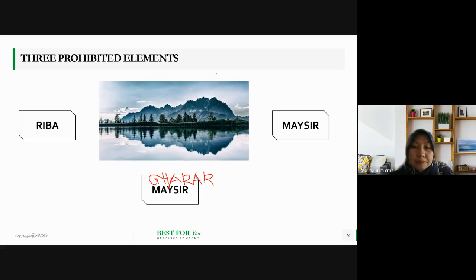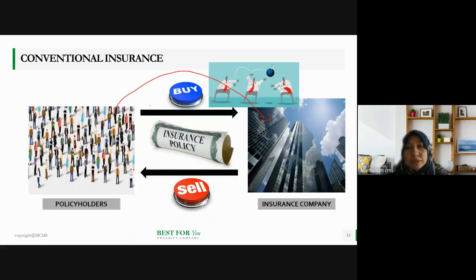How about gharar? Gharar is uncertainty. Which part of conventional insurance is uncertain? Gharar happens in the subject matter, the subject matter of conventional insurance. Because conventional insurance adopts a buy and sell contract, right? So in a buy and sell contract, which one is the subject matter? Because in a buy and sell contract, there should be an offer and acceptance.